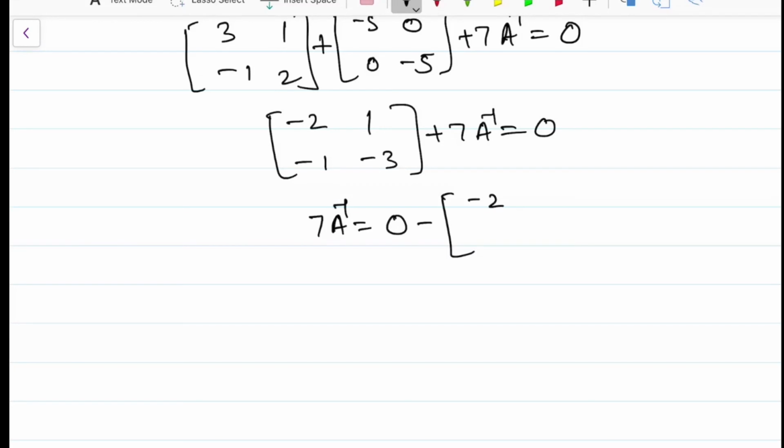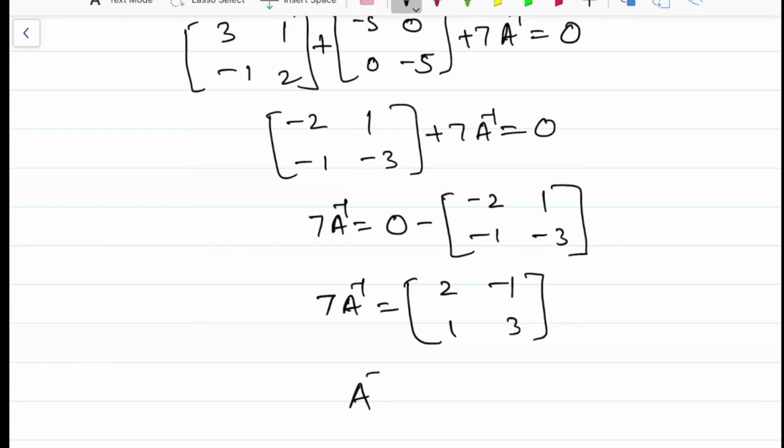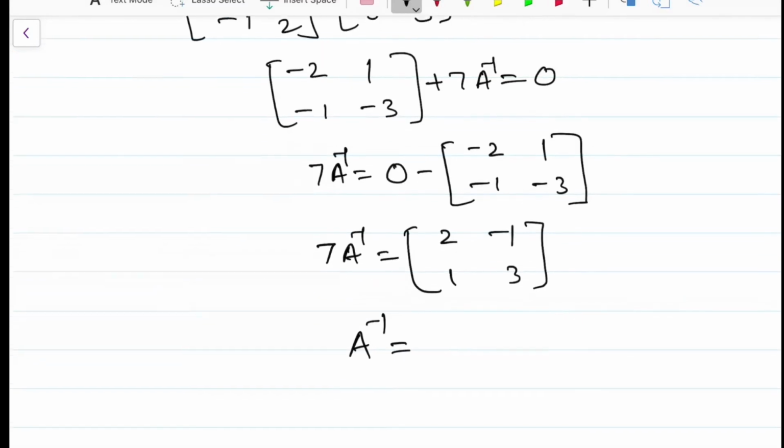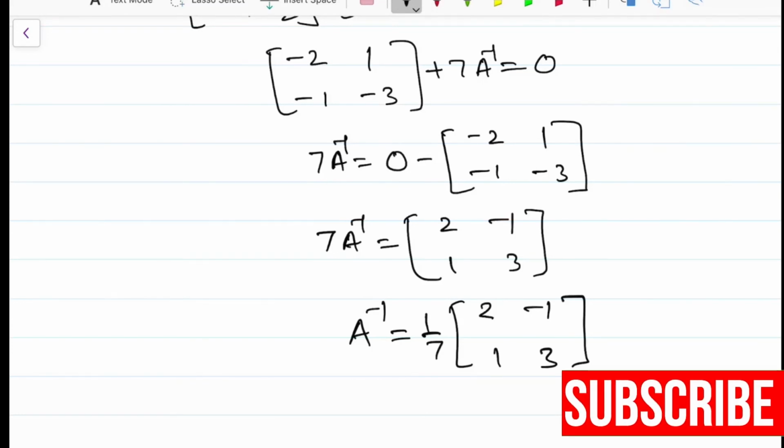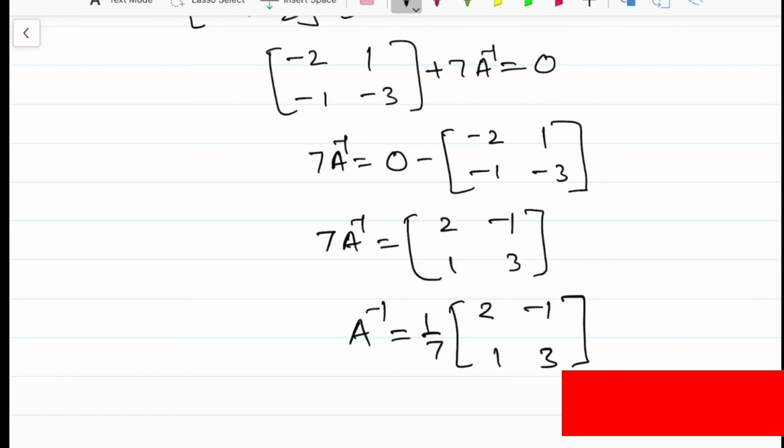Transposing to the other side, 7A inverse is equal to O minus [-2, 1; -1, -3]. 7A inverse is equal to [2, -1; 1, 3]. A inverse is equal to 1 by 7 times [2, -1; 1, 3]. So this much only in this video. In our next video we'll learn about applications of derivatives and matrices. Until then, keep learning.